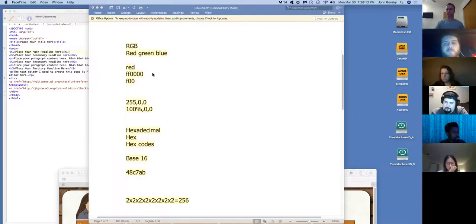So you have all these different systems. We generally use the hex system. We generally use the six digits. But if you see three digits, you just double each one, and that's your standard six-digit hex code. So far, so good?